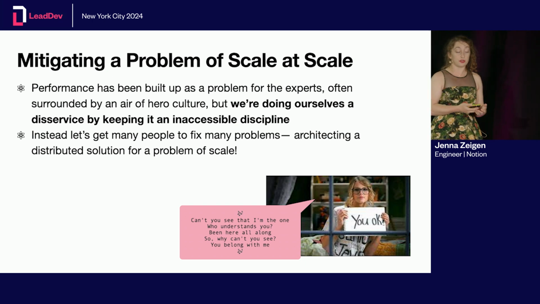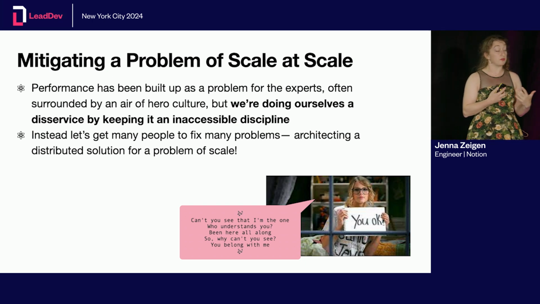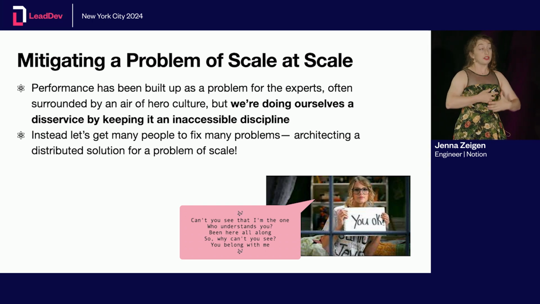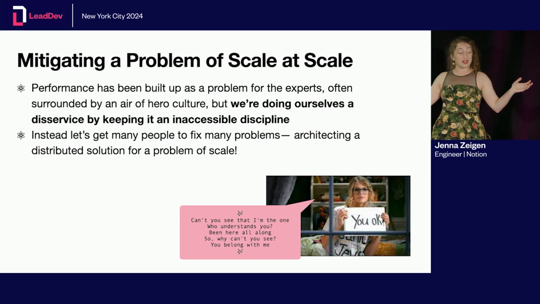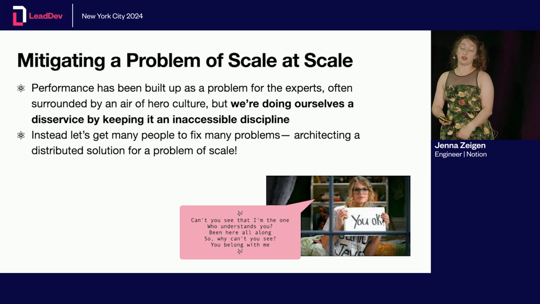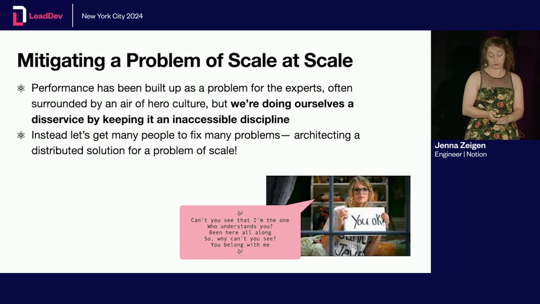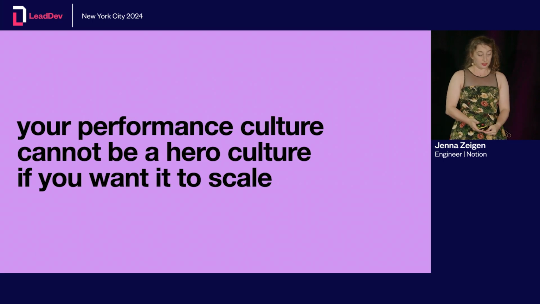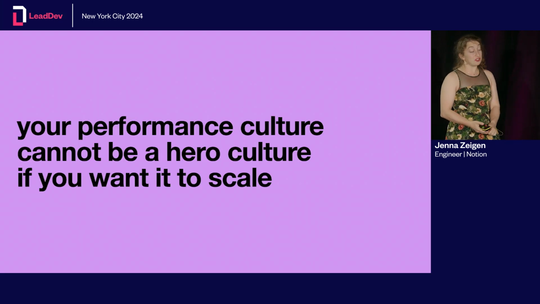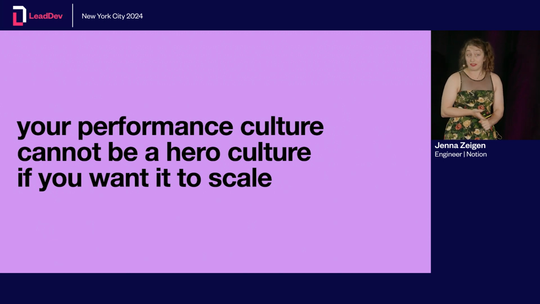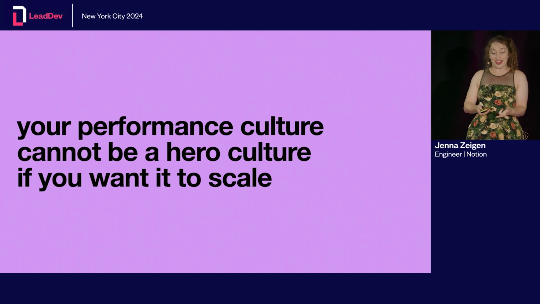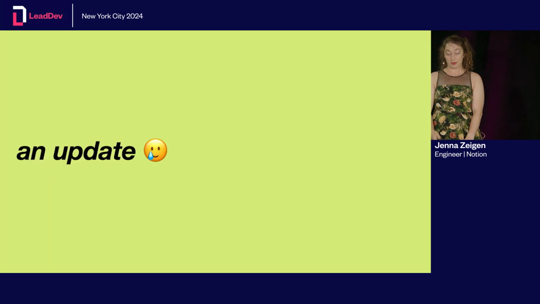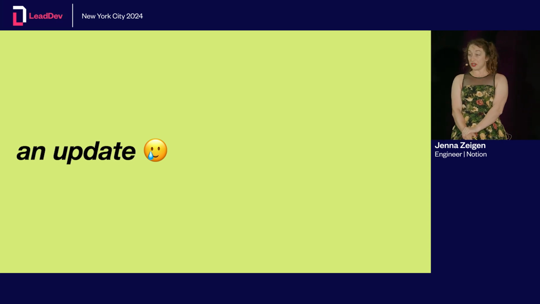I think this story shows that you can solve these large problems of performance at scale by creating a distributed solution, by using engineers across the organization, a distributed solution for a problem of scale. Crux slide here. Your performance culture cannot be a hero culture if you want it to scale. All right, this seems like that final conclusion slide that you all take pictures of, intending posting on Slack or on social media, but you never do. But there's more to the story.